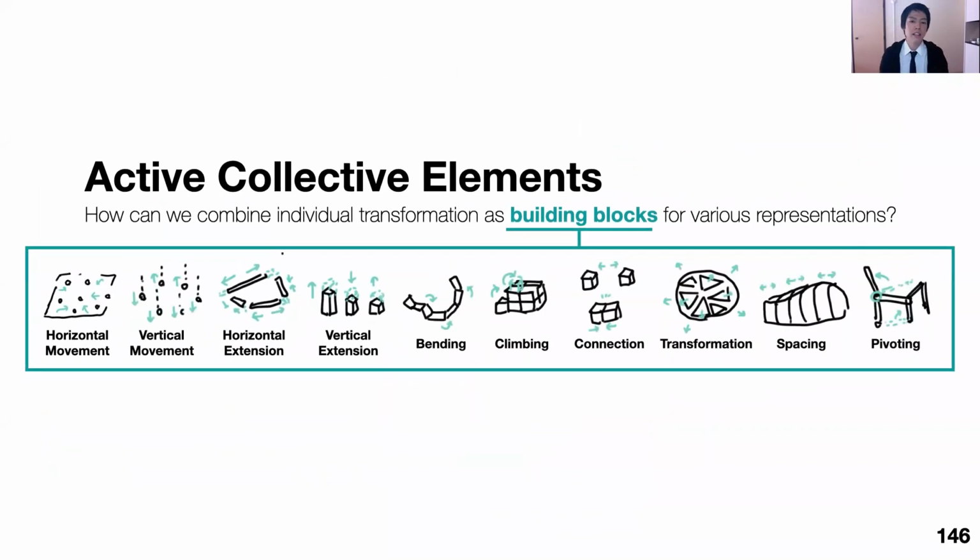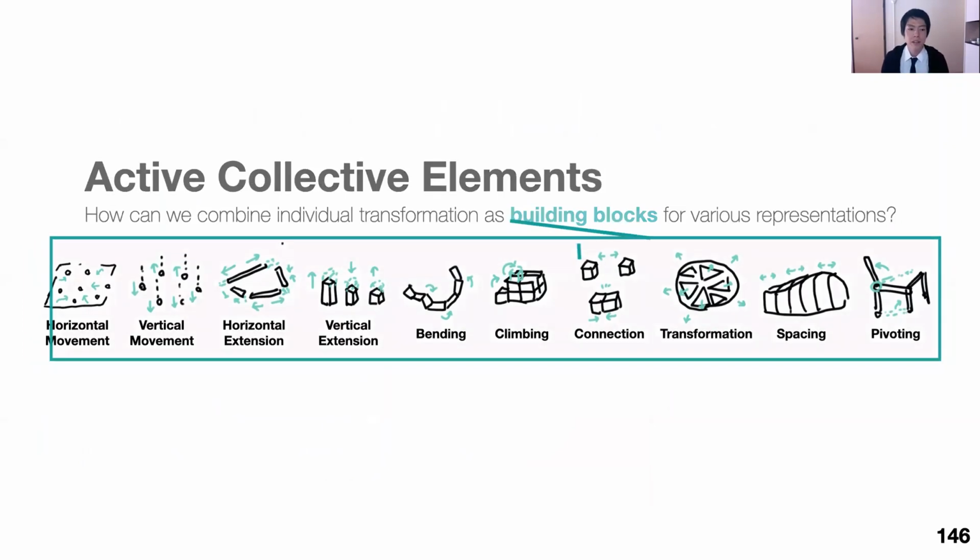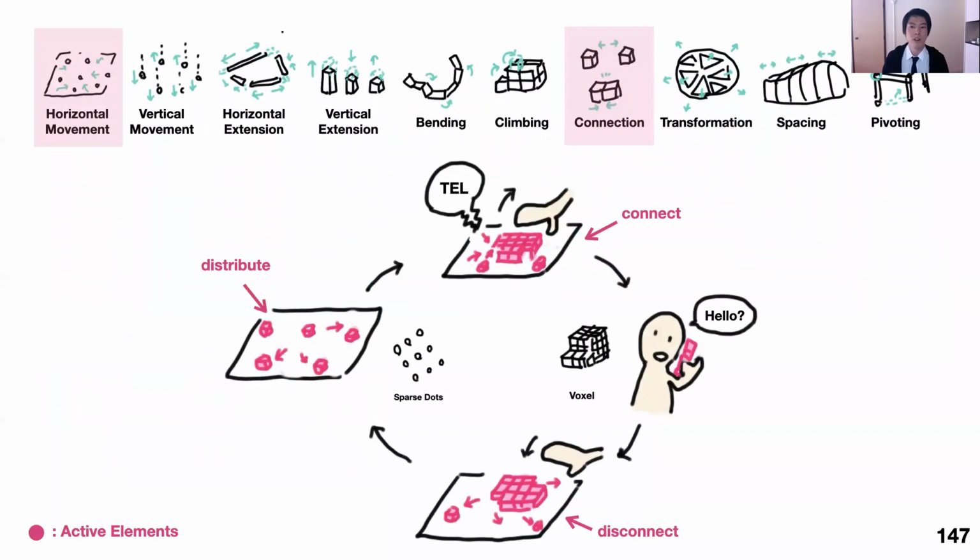As we can see, these building blocks are not only horizontal movement or vertical extension, but also bending, climbing, connecting, transforming, and spacing to change individual shapes. By combining these transformation building blocks, for example, horizontal movements as well as connection, we could potentially use distributed swarm robots to create a dynamic graspable shape so that we can interact with it. But once it's done, it's going to be disconnected and distributed into sparse dots.